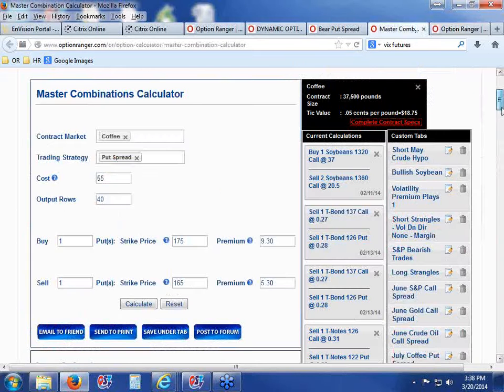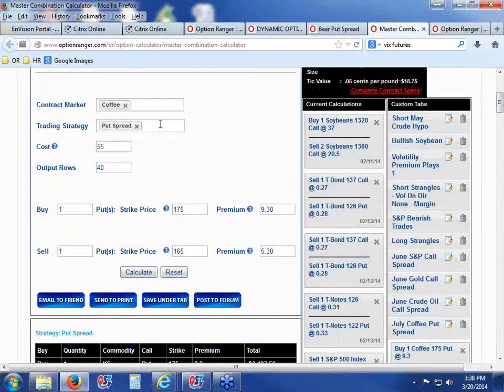So let's go now. We're back at our coffee example. We already input a put spread. We input a cost factor. We input output rows. And again, the composition of a put spread is listed. You buy a put, in this case closer to the money. You sell a put farther out of the money, buying the 175 put and selling the 165 put.